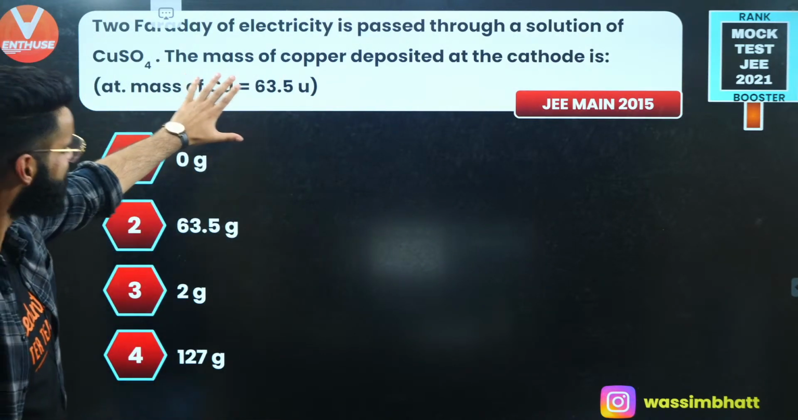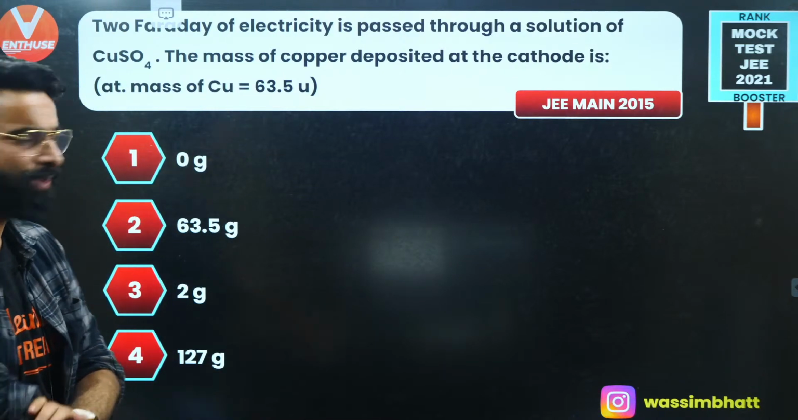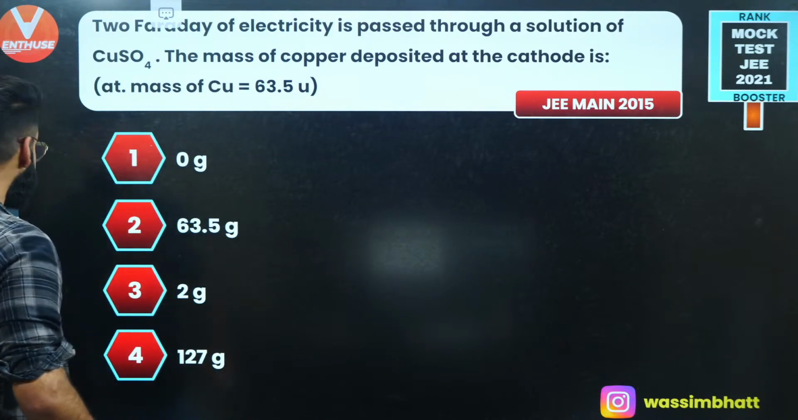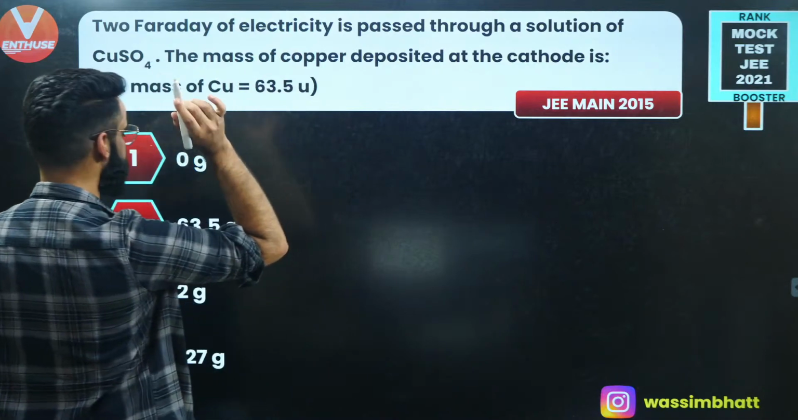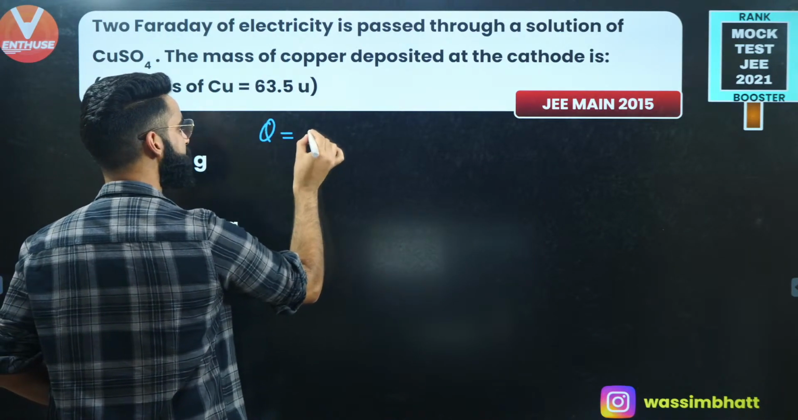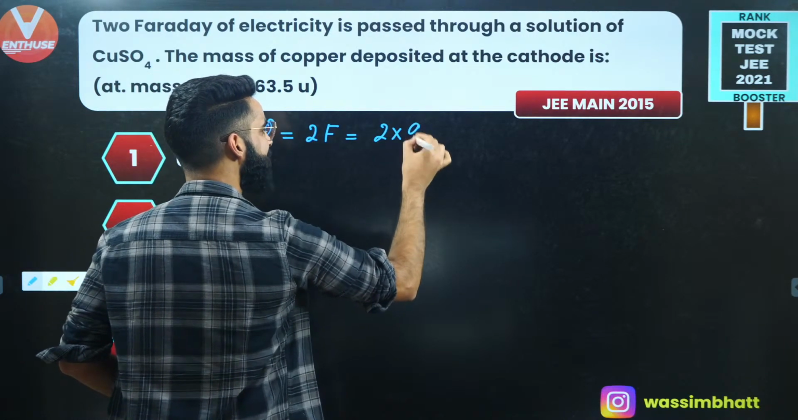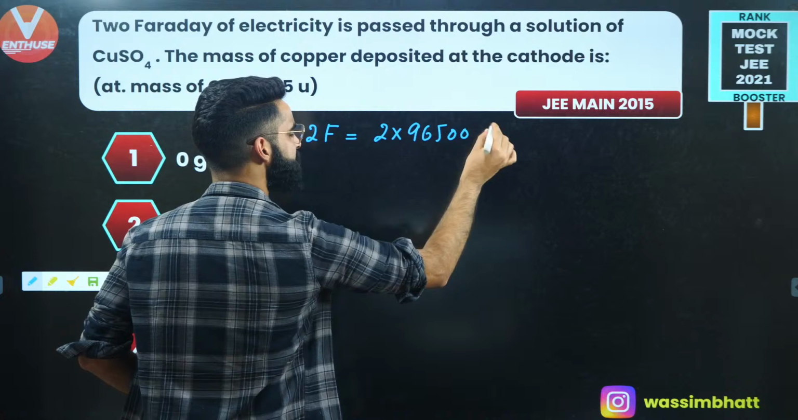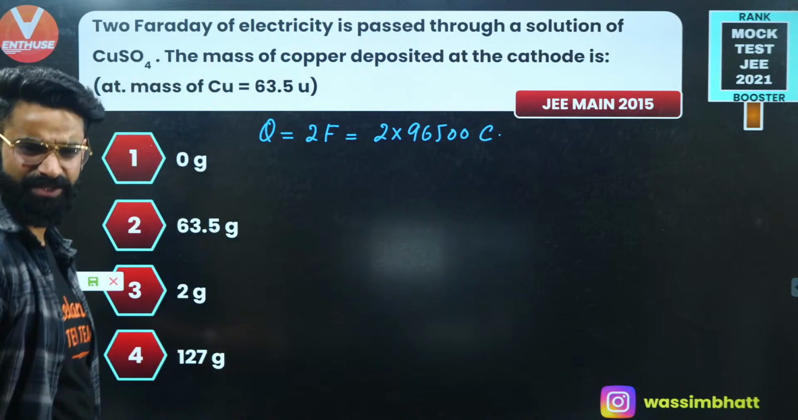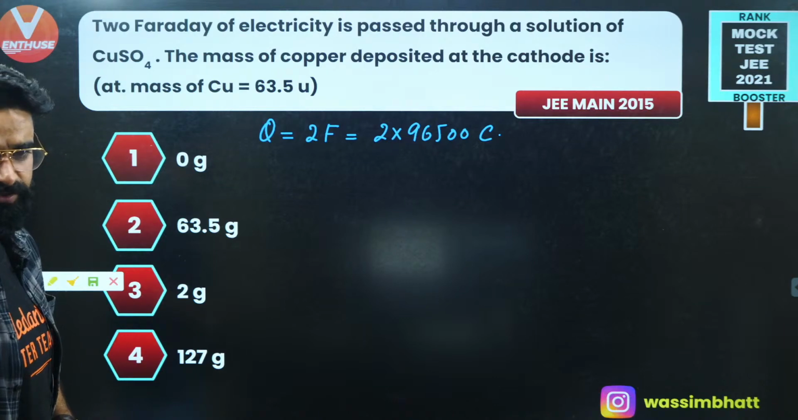A very, very simple question again asked in your mains 2015. Okay, what the question says. See first of all, 2 farad of electricity. That means Q value is given to us as 2 farad, which is going to be 2 multiplied by 96500 coulombs, right? Because 1 farad is equal to 96500 coulomb. So 2 farad is going to be 2 multiplied by 96500 coulomb.